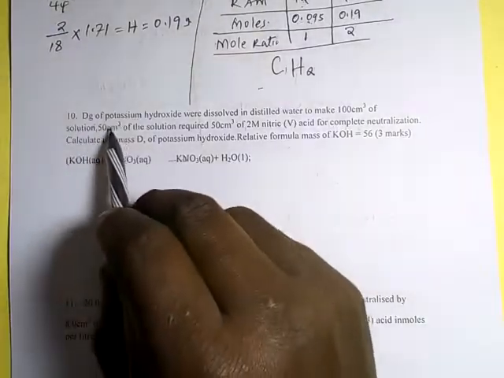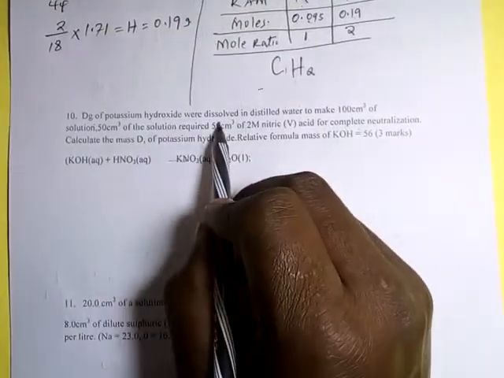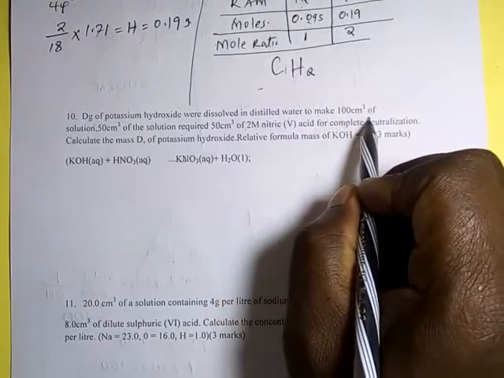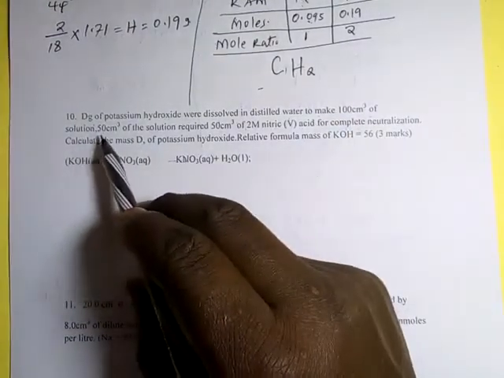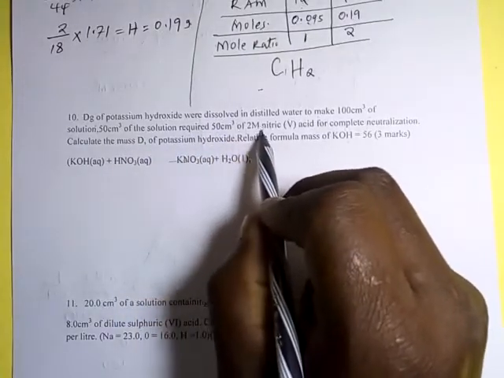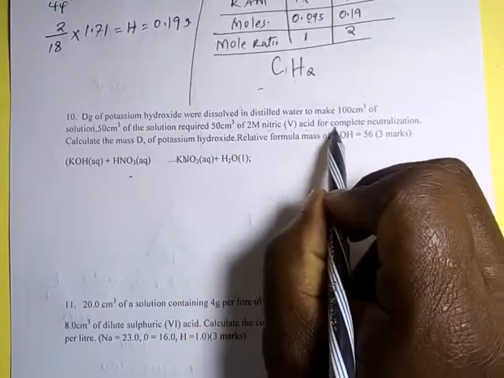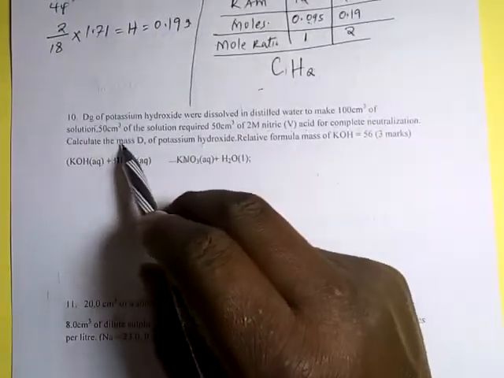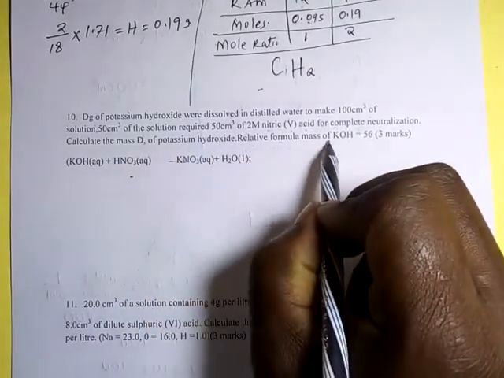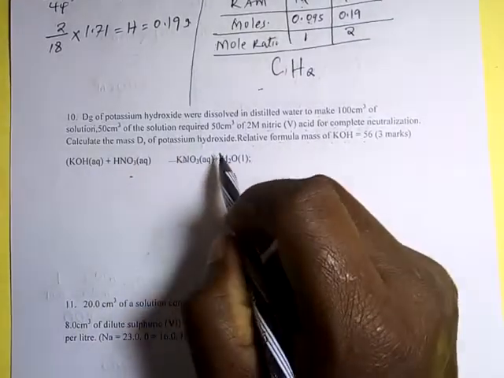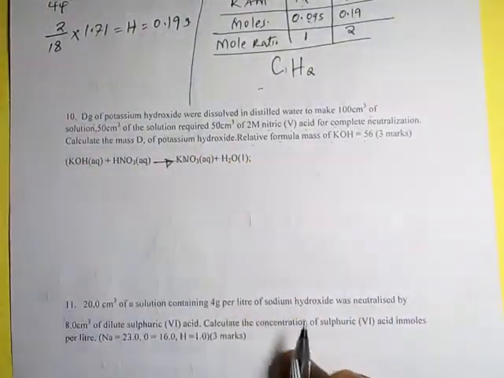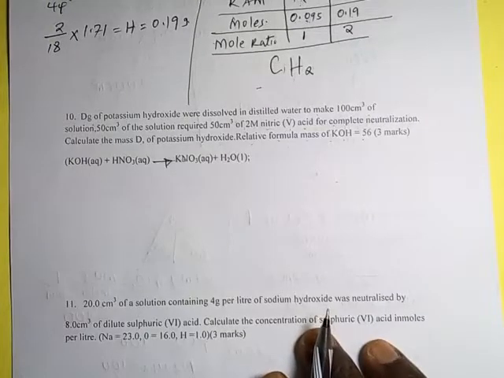D grams of potassium hydroxide were dissolved in distilled water to make 100 centimeters cube of solution. 50 centimeters cube of solution required 50 centimeters cube of 2 molar nitric acid for complete neutralization. Calculate the mass D of potassium hydroxide. The relative formula mass of potassium hydroxide is 56. So we have an equation here. The good thing is that you have made our work easier by writing the equation for us.